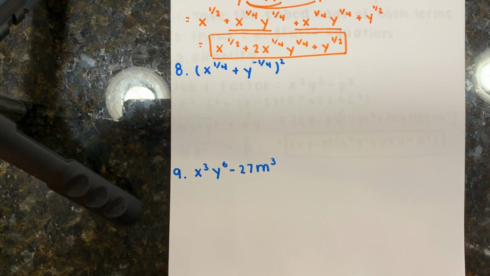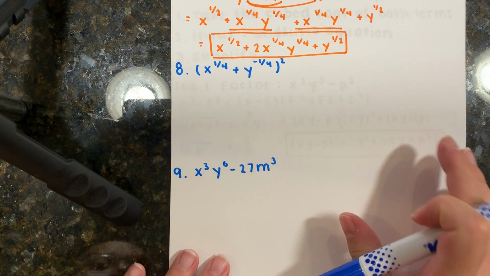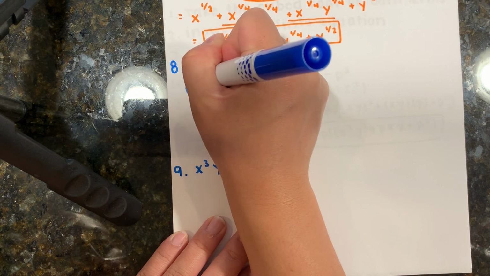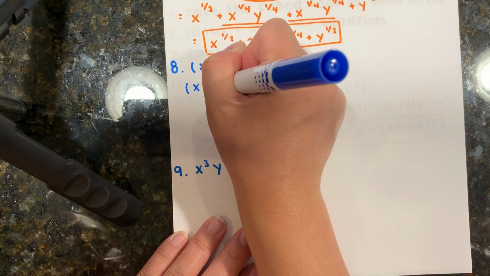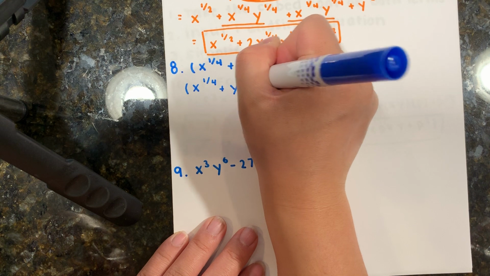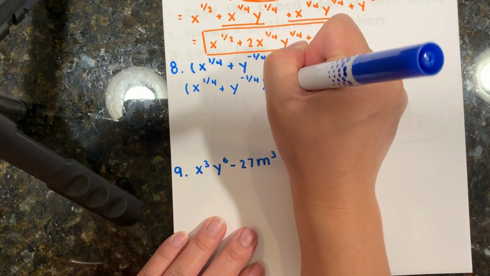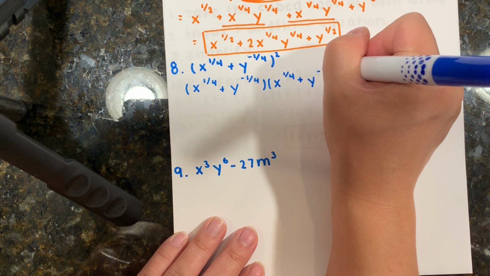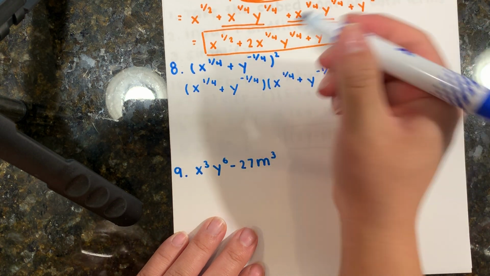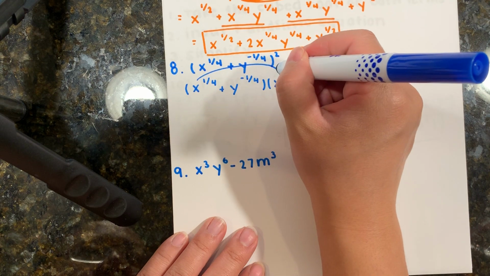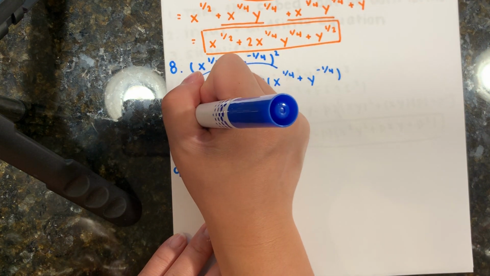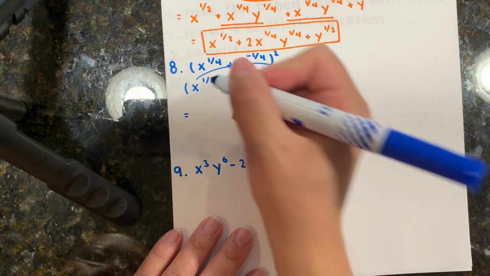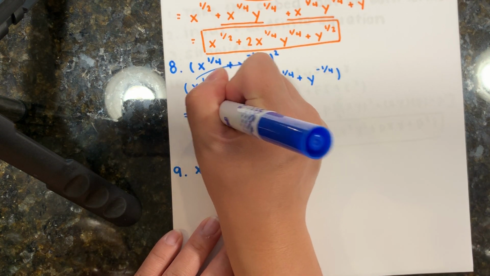Looking at number 8, it should be pretty similar to the last one. So I'm going to just expand this. It would be x to the 1/4 plus y to the negative 1/4 times x to the 1/4 plus y to the negative 1/4. When I multiply x to the 1/4 times x to the 1/4, you add the exponents. So 1/4 plus 1/4 would be 2/4, which would equal 1/2.